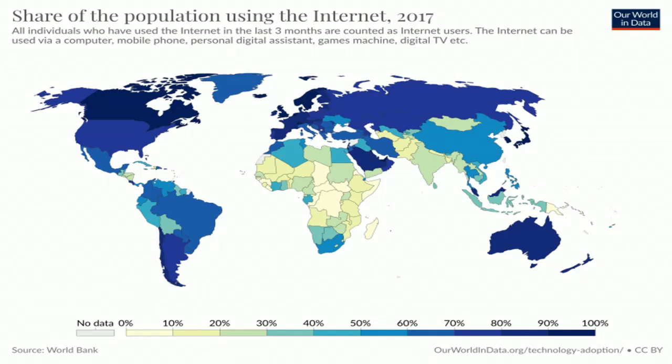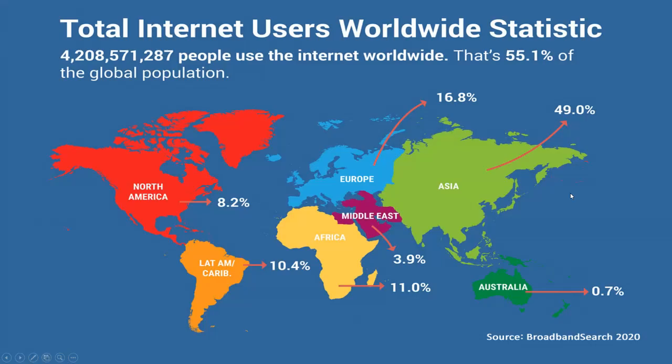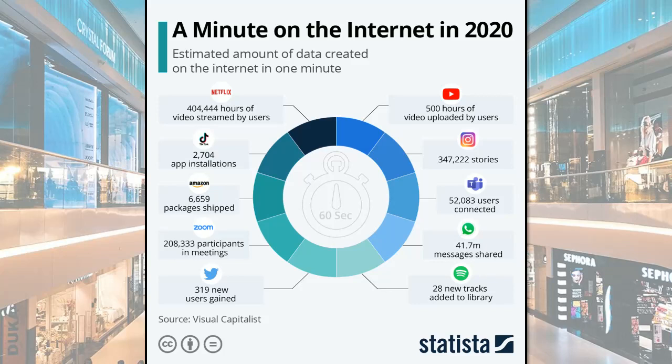This is the share of population which uses the internet. As you can see, most of them are in the developed world, the first world. This is a statistic again by continent, and this is what happens in the internet within a minute, as you can see.